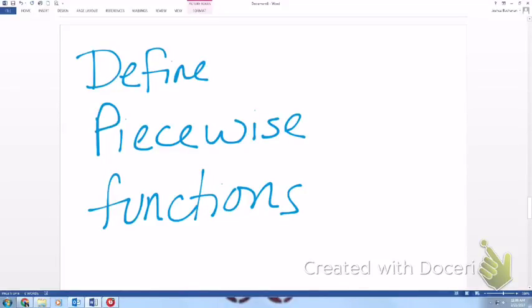This video deals with defining piecewise functions. The piecewise functions are going to be given to us already graphed, and then we're going to have to take each piece of the graph and create a function rule to define it. Each function rule will be accompanied with a domain restriction that we also have to define.